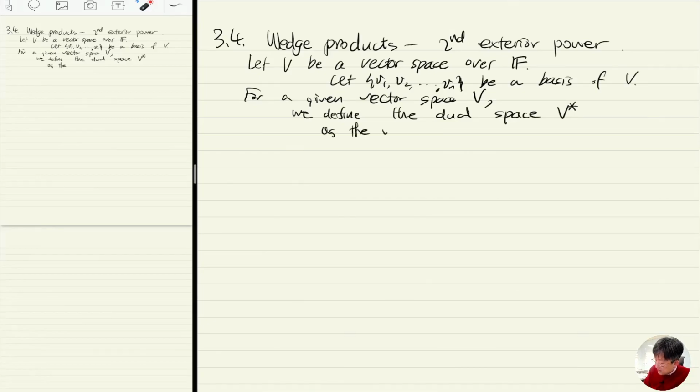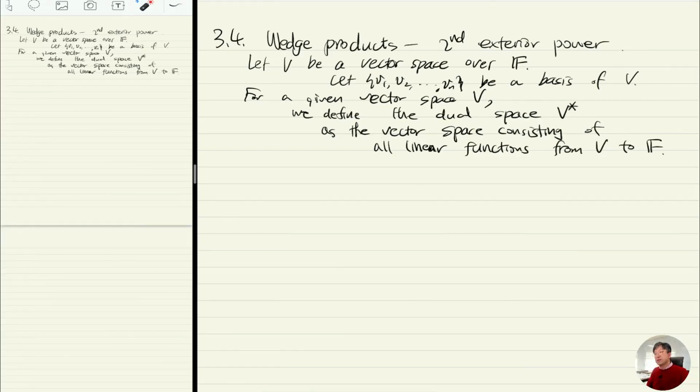as the vector space consisting of all linear functions from V to F. Okay, so that's the dual space. And then it's easy to observe the following: the dimension of the dual space is equal to the dimension of the original vector space.